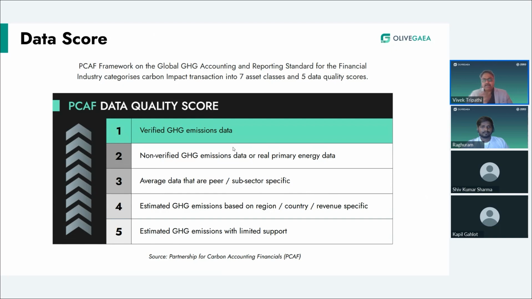So these data quality scores are part of the PCAF framework itself. Depending on what data score your particular emission has got, your overall portfolio data score would be calculated. This again would be a weighted average depending on what percentage you invested in private equity, what percentage in, let's say, listed equities, or probably in project finance, and the respective data score of each investment would help you get the overall data score at a portfolio level.